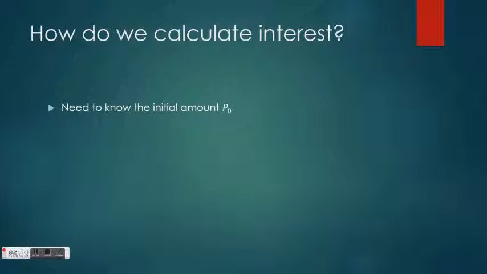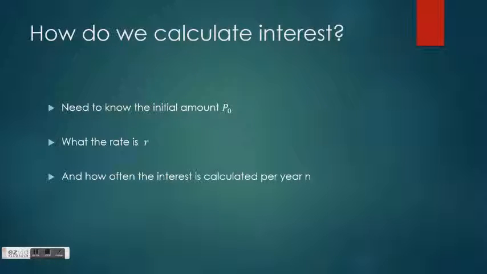Well, you need to know a few things. First, you need to know the initial amount that's going into the account, which is usually P0. So it's the principal at time 0. So that's why there's a subscript 0. You need to know what the rate is, so what the interest rate is, whether it's 5%, 6%. You need to know it. Also need to know how often the interest is calculated per year.